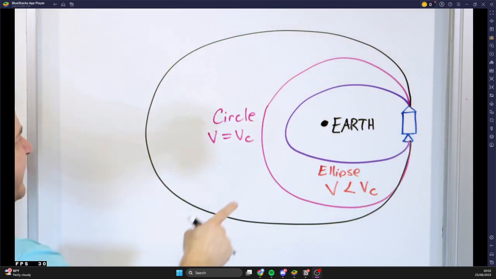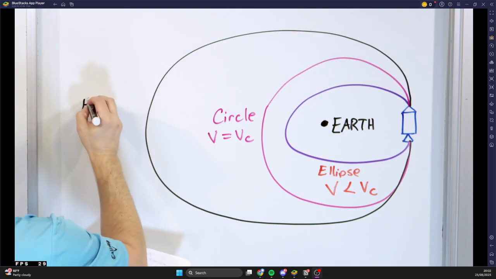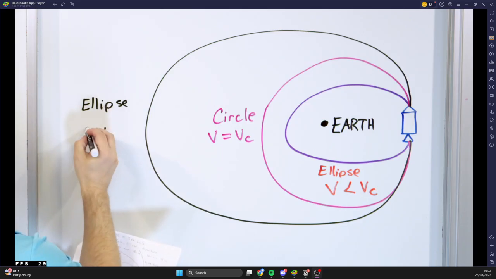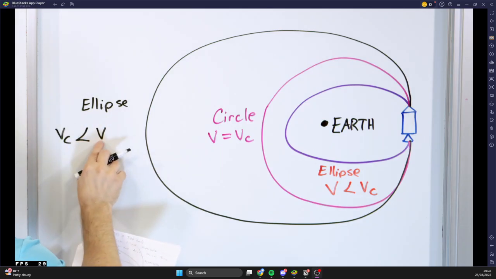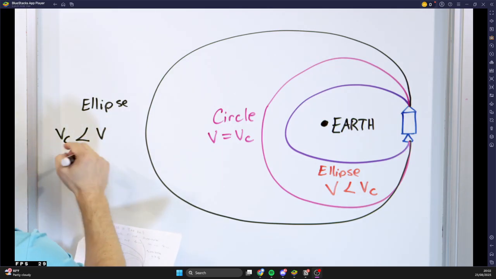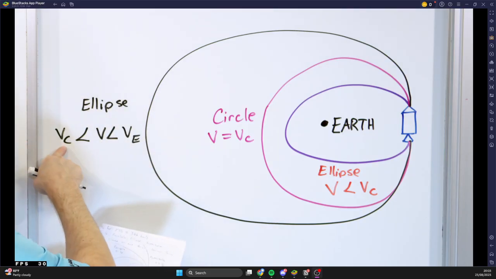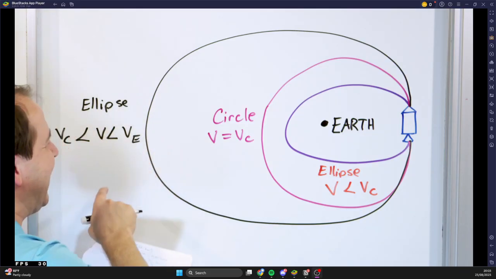You can see the black curve is an ellipse. It looks very similar to what we drew on the board as an ellipse. So we're going to write down that this is an ellipse. And this is if the velocity is greater than the circular velocity. You read it this way: velocity is greater than the circular velocity, but less than the escape velocity. So the velocity is bigger than the circular speed, but less than the escape speed.